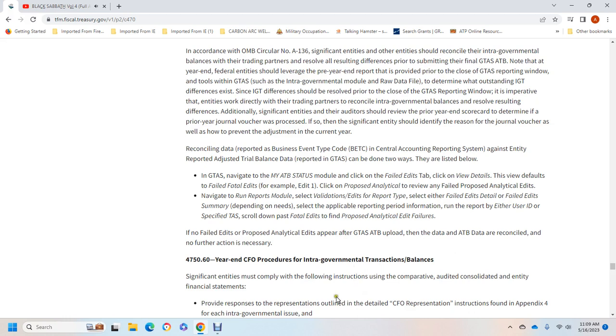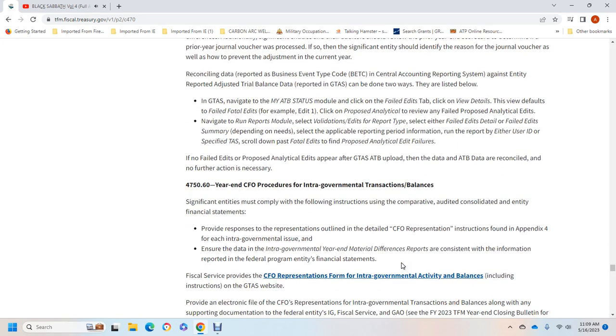Section 4750.60: at year end, the Chief Financial Officer perceiving significant intergovernmental transaction balances must comply with the following instructions for the data of the consolidated entity financial statements. Provide the representation outlined in the Chief Financial Officer representation, instructing the filing with Appendix 4 for each government intergovernmental issue, for the year-end material difference reports to be consistent with the information reported in the federal program and the financial statement.